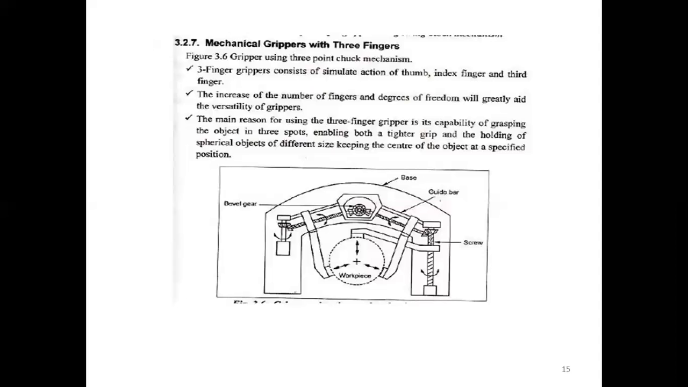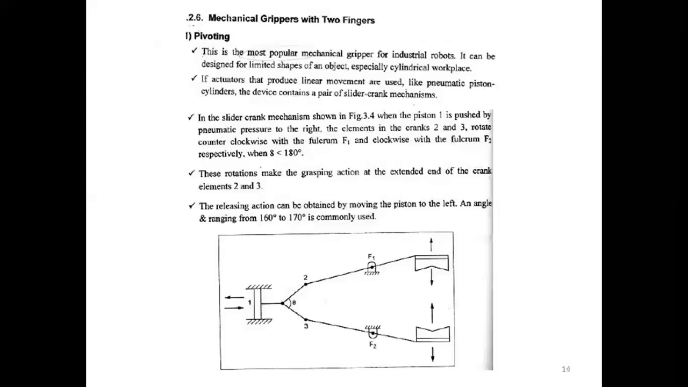Similarly, mechanical grippers with three fingers. Three-finger grippers simulate the action of the thumb, index finger, and third finger. Increasing the number of fingers and degrees of freedom greatly aids the versatility of the grippers. The main reason for using the three-finger gripper is its capability of grasping the object at three spots, enabling both the trigger grip and the holding of spherical objects of different sizes, keeping the center of the object at the specified position.